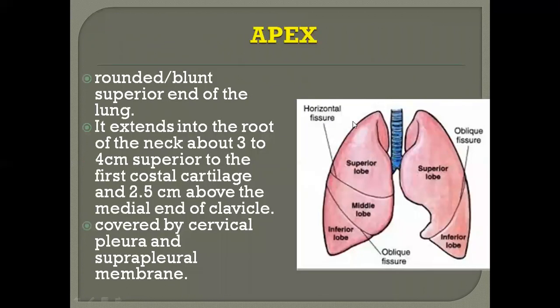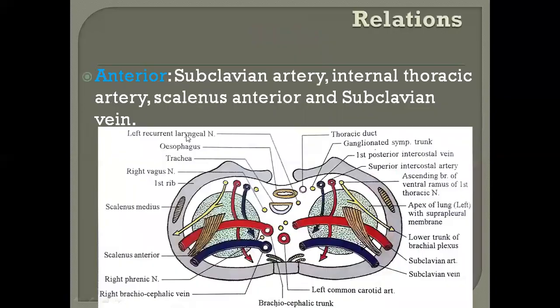When you look at the apex, it is the rounded, blunt, superior end of the lung. It extends into the root of the neck. As we have discussed in pleura, it is around 3 to 4 centimeters superior to the first costal cartilage, 2.5 centimeters above the medial end of the clavicle. It is covered by cervical pleura, and at the upper part it is covered by a protective membrane, that is the suprapleural membrane.